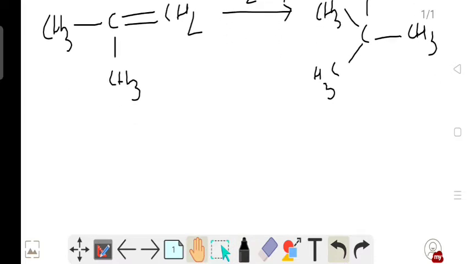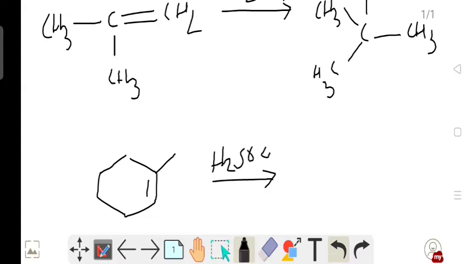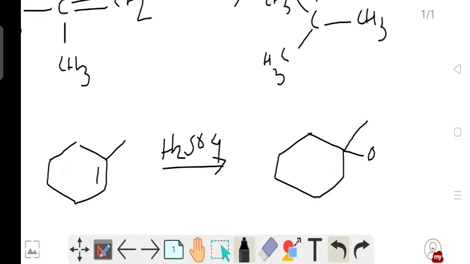Another example, if you take this type of example and use H2SO4 again, then the product will be as follows. The negative part, that means the nucleophile, will attach at the carbon center with fewer hydrogen atoms, that is OSO3H, and one hydrogen will attach to this carbon. This is the product. So this is the addition of sulfuric acid.